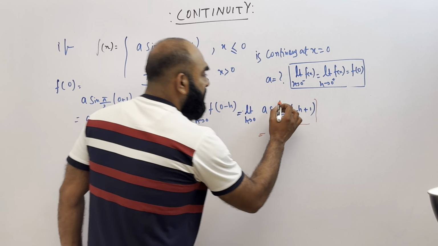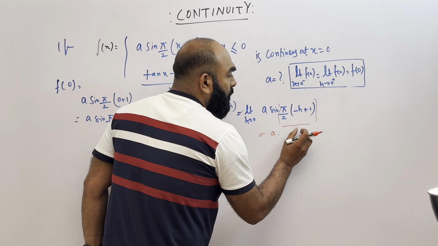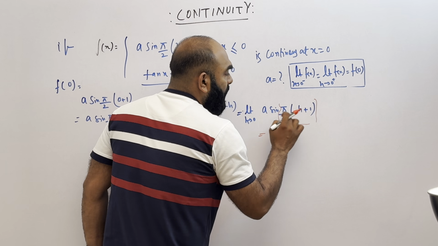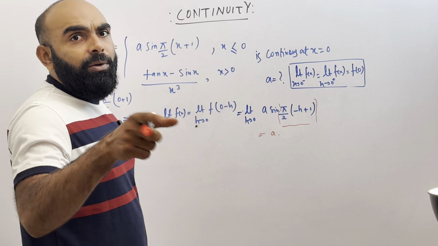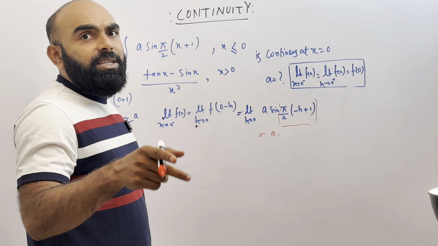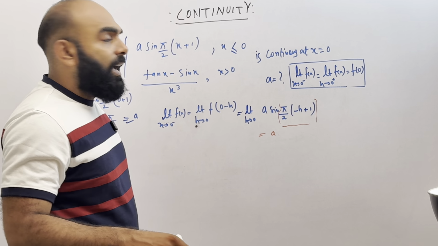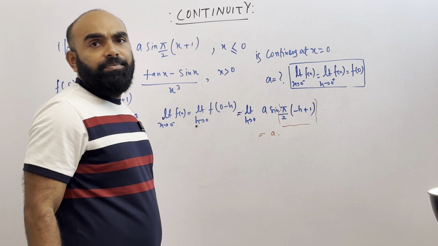Whatever is written after this is the theta. And theta is how much? 0 plus 1, 1. 1 into pi by 2, so theta is pi by 2. And you know that sin pi by 2 value is 1 only. And 1 into a, that is a.